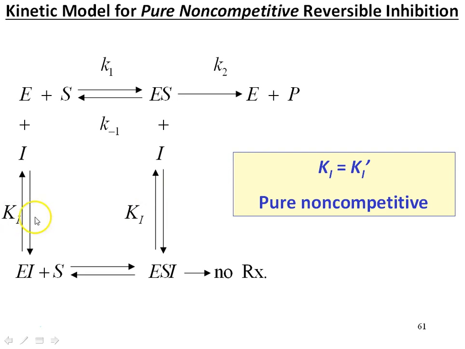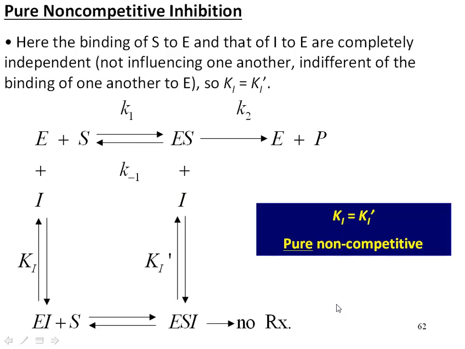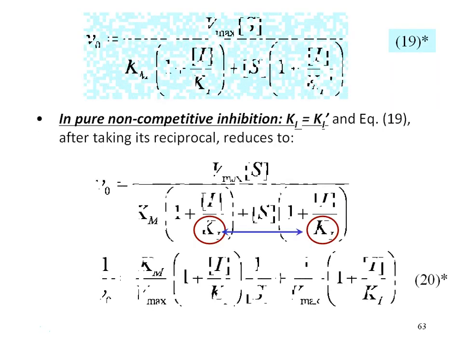So the inhibitor's dissociation is totally indifferent to the presence or absence of the substrate already bound to the enzyme. Therefore, Ki and Ki prime are equal. There is no prime here because they are equal. So this is what is called pure non-competitive. It's an extreme case. It's rare. And this is the kinetic model.